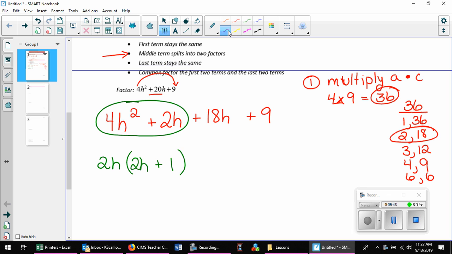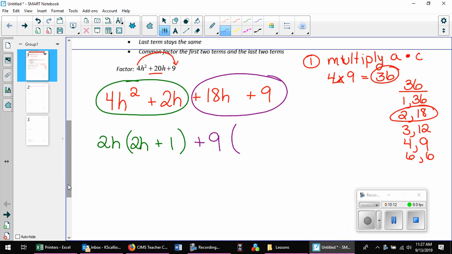So now I'm going to look at these 2. What can I take out? I can take a 9 out. What kind of 9? Positive 9. So I'm going to write this as plus 9. What's left over if I take that 9 out? Try it again, guys. So you see 2h plus 1. You see how it's easy to mix up. All right, now if you've done this correctly, these two things should be the exact same.